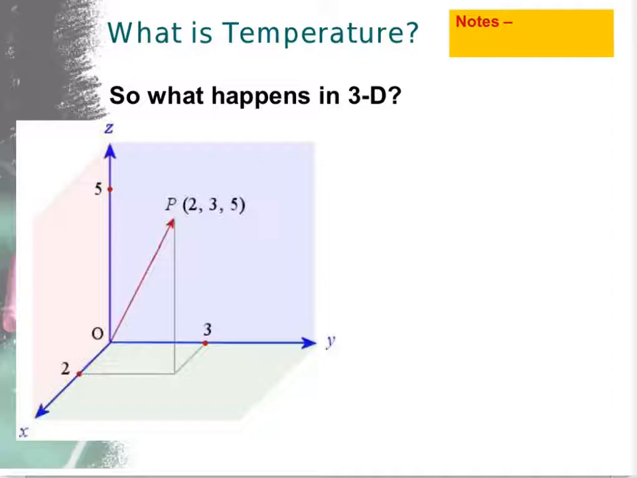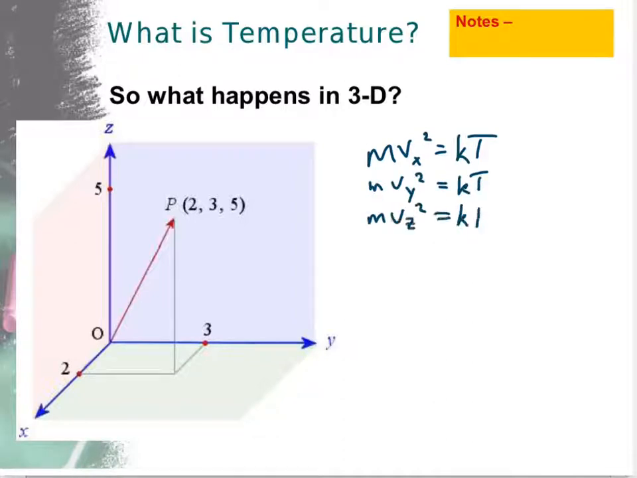Now, everything that I've given to you so far really doesn't depend on whether I call this the x direction, the y direction, or the z direction. So each of the three dimensions will have an equation that is similar to what I just wrote. I'll have m vx squared equals kT, I'll have m vy squared equals kT, and I'll have m vz squared equals kT.